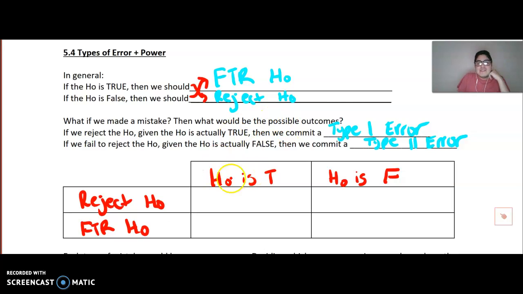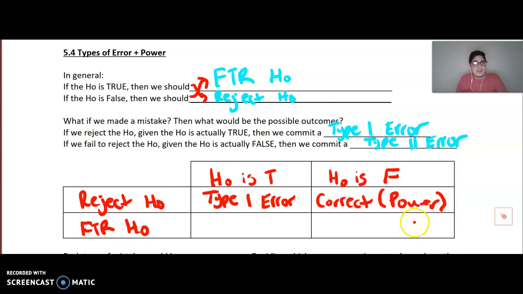Okay, so if the null is true and we reject the null, this is what we call a type 1 error. Now, if the null is false and we reject the null, we've made the correct decision, but this has a special name, which is called the power of the test. There's power in rejecting the false, right? Power in calling out the lies. Now, if the null is true and we fail to reject it, that's also correct. That's what we want. And then the last case is if we fail to reject the null hypothesis, but it's actually false, that's a type 2 error. So this table here just helps us compute these errors and power.